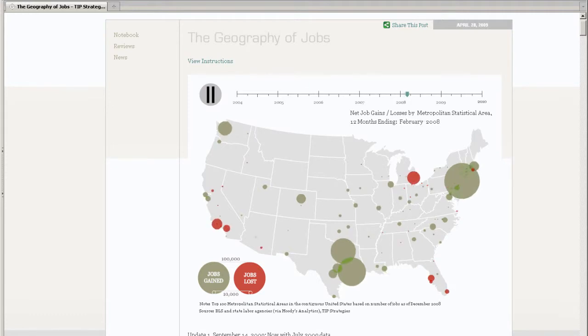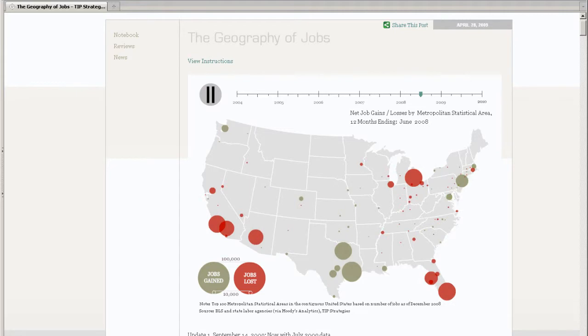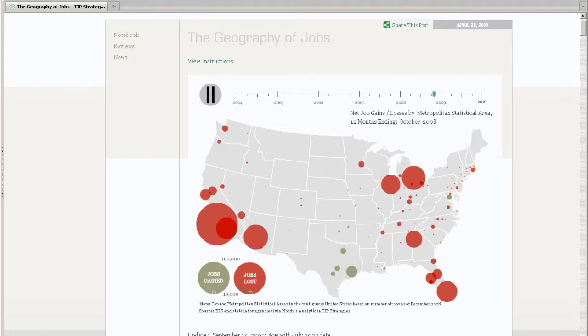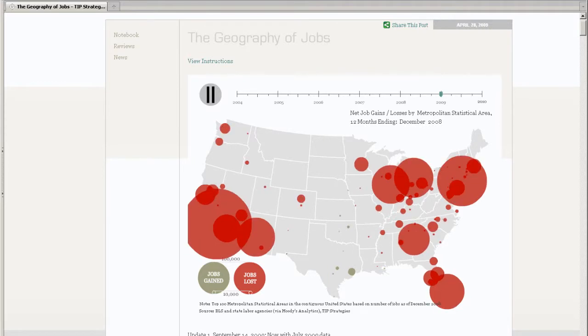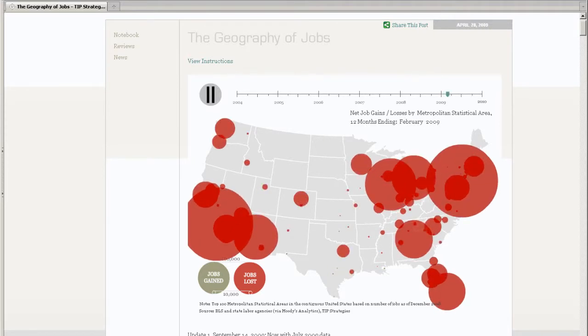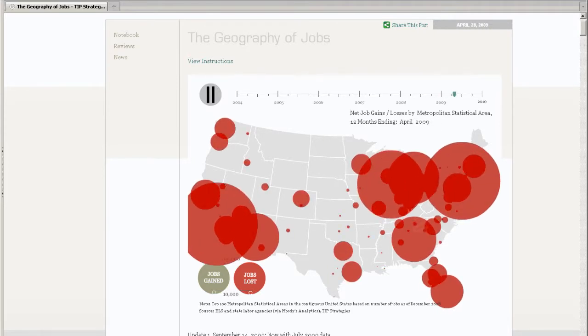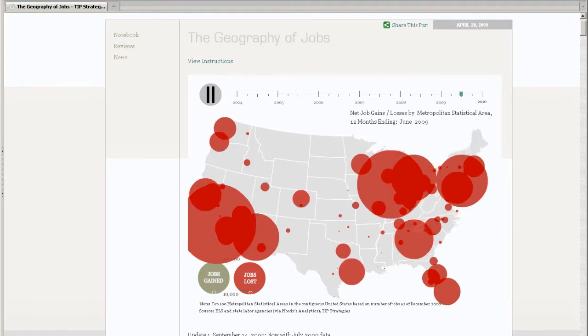And Glenn Reynolds, who linked to this on Instapundit, which is how I got it, said this thing looks like some kind of a nuclear war simulation at the end. And there we go. Okay. Glad we're in one of the smaller red dots.